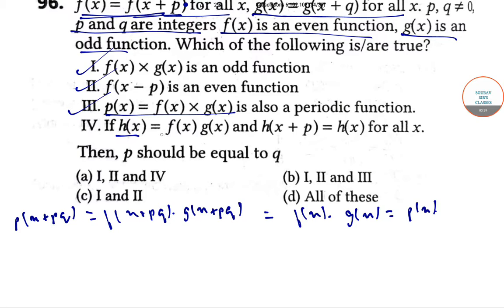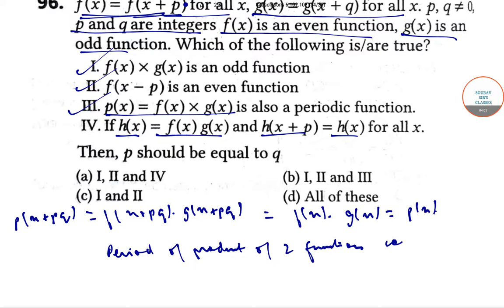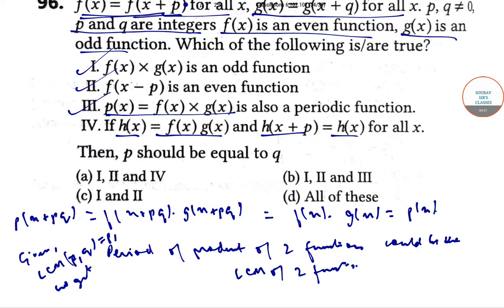Statement 4, if h(x) is equal to f(x) into g(x) and h(x+p) is equal to h(x) for all x. Now this statement need not be true, because the period of the product of two functions could be the LCM of the two periods, given LCM of p, q is equal to p. We get q is a factor of p. q need not be equal to p. So statement 4 is incorrect.